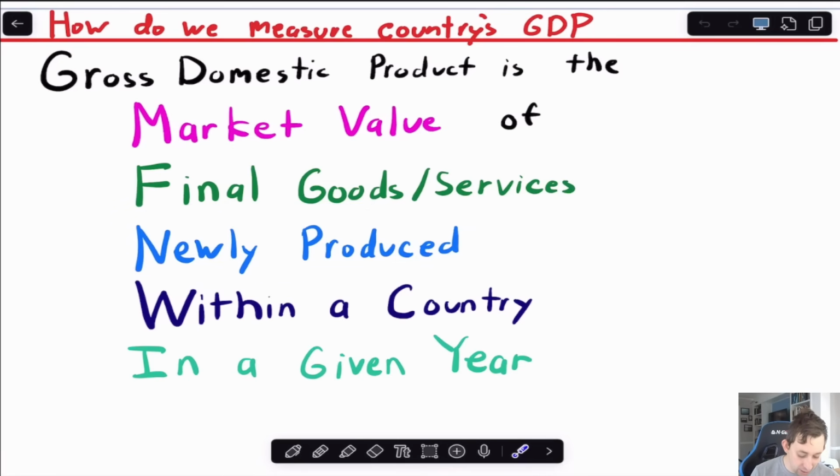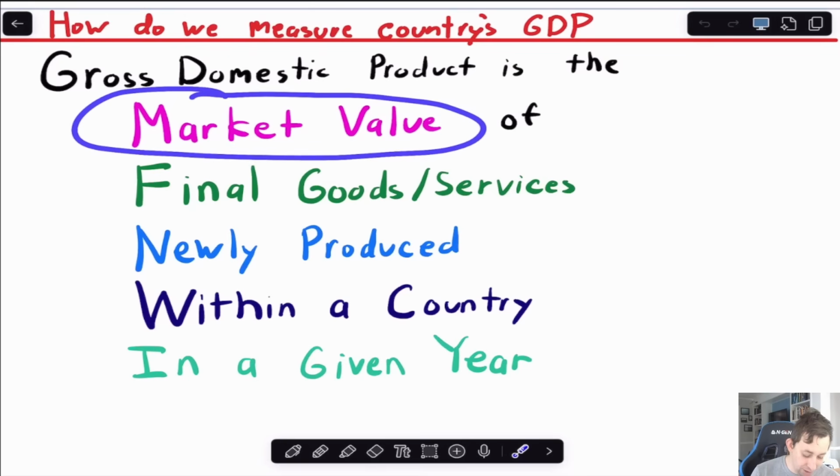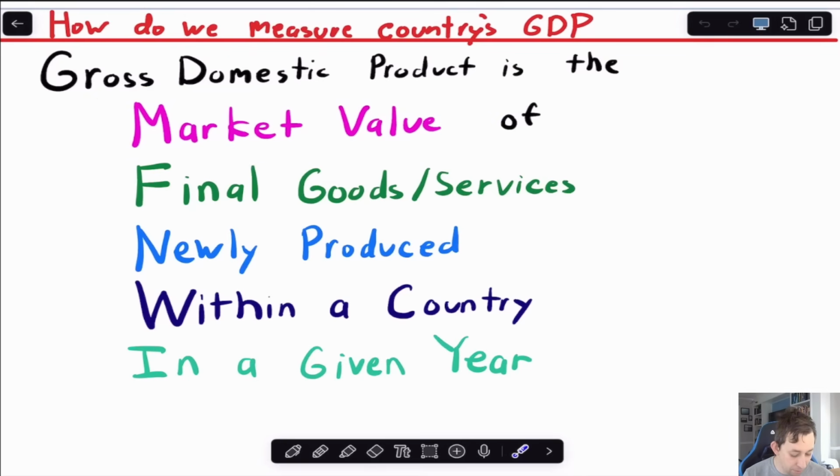Things like intermediate goods won't be included. If I sell this not in the market, but if I sell it, I don't know, to my neighbor and he pays me in cash, that's not going to be included in GDP. So if you babysit for your neighbor, your babysitting, generally, if it's in cash, is not part of the US GDP. And it's got to be within a country in a given year.